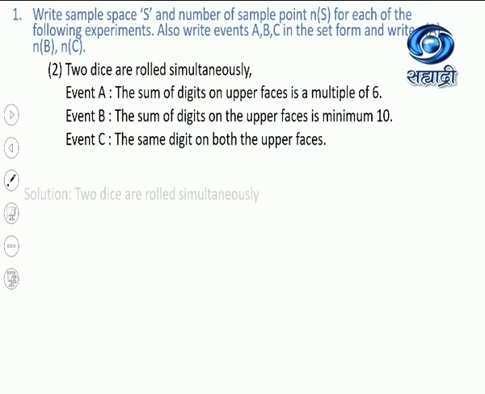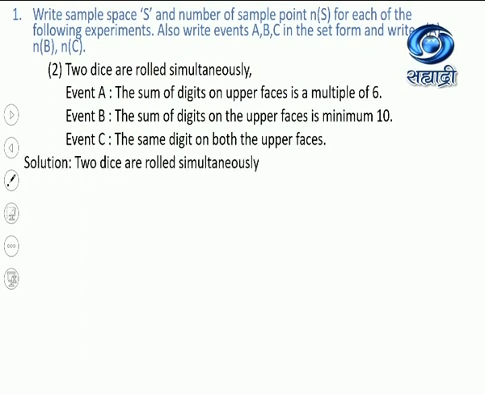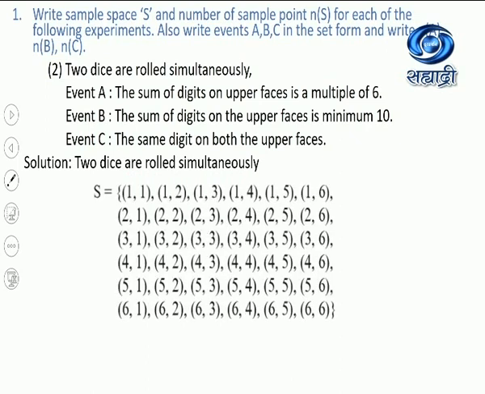So let's write the sample space. 2 dice are rolled simultaneously. So S is equal to... In the previous lecture I told you, whenever you are writing the sample space, be careful, don't repeat any sample point. So there are 36 sample points. Therefore, n(S) is equal to 36.